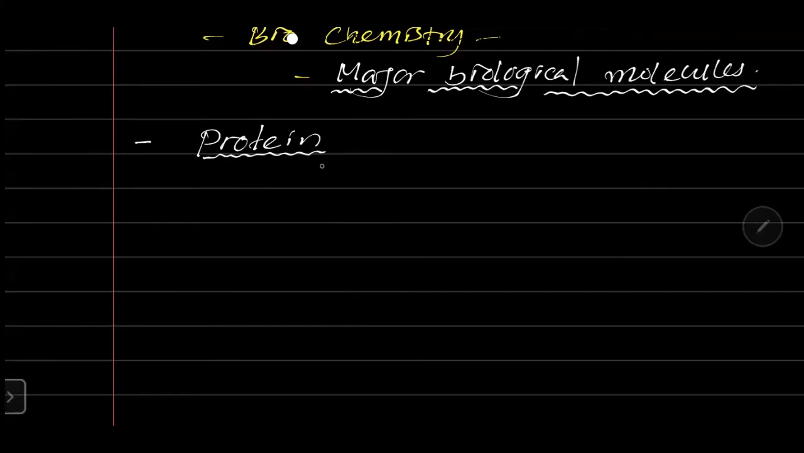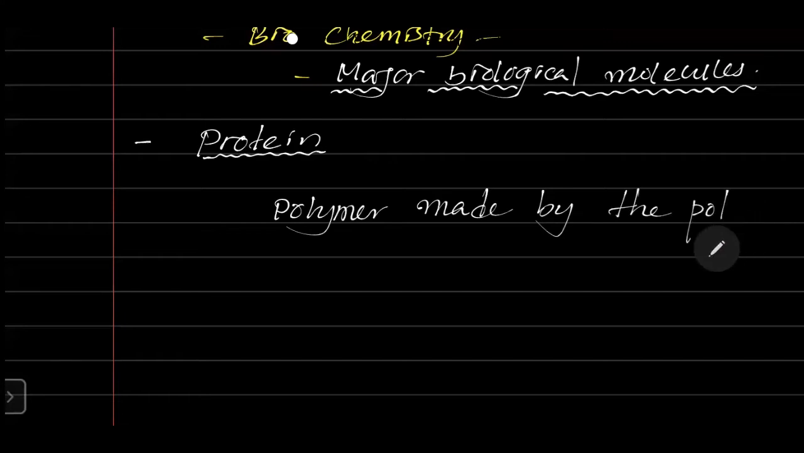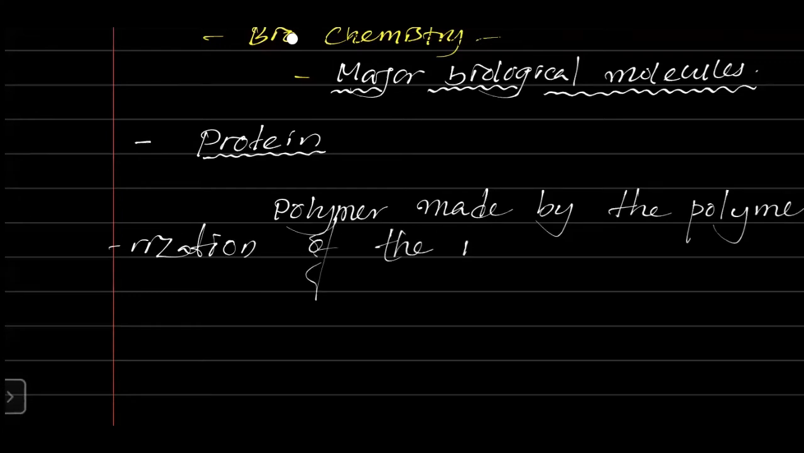So protein is a polymer, made by the polymerization of the monomer amino acid. Okay, so this simple molecule is called amino acid.